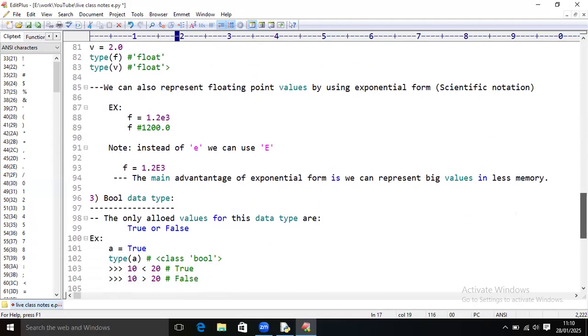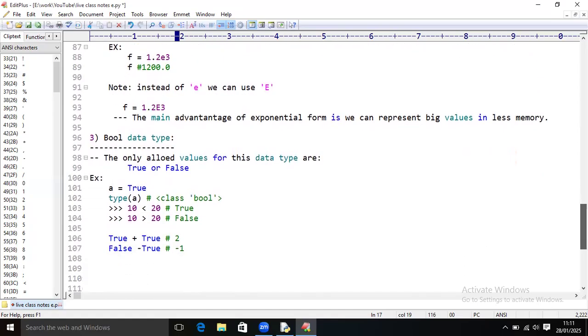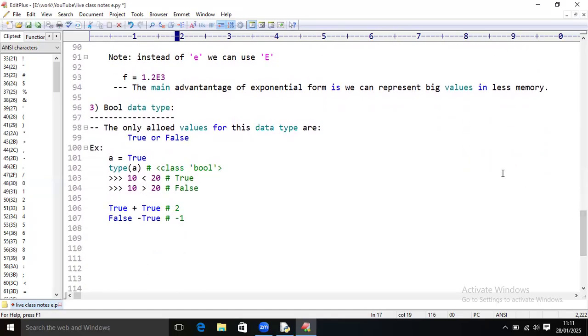And then exponential also. Exponentials are used to store values in less memory. Next, the bool data type. Bool means either true or false. If the condition is true, then it will print true. If the condition is not true, then it will print false. So till here we have discussed in the last class.